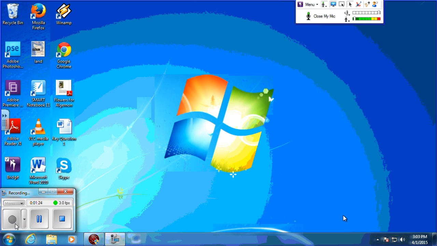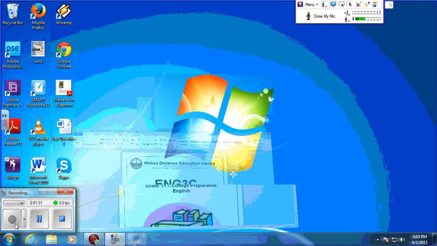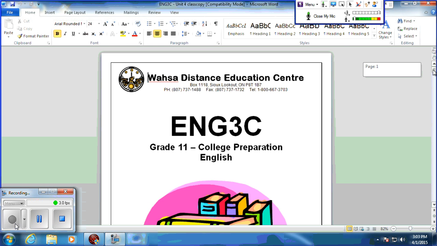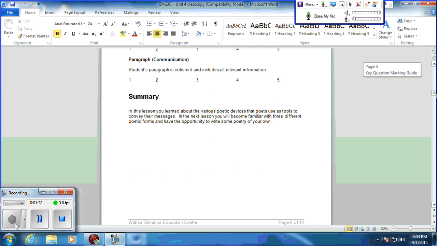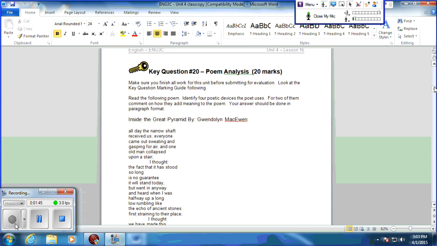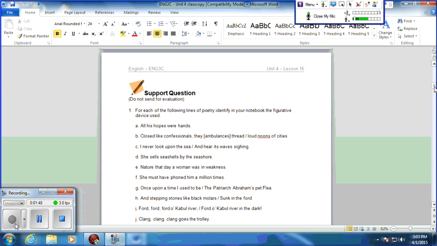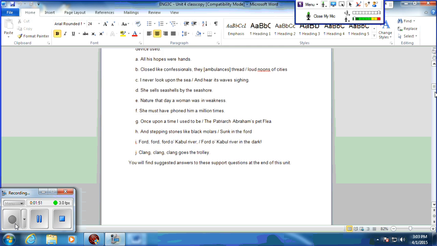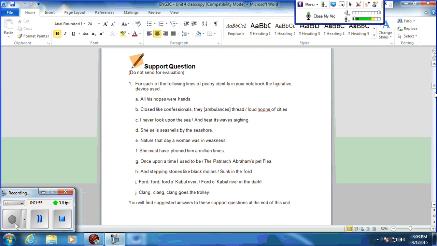So we're picking up where we left off yesterday. We started looking at Unit 4, and we started our first one, which is Lesson 16, looking at figurative devices. We worked through them and got as far as key question 20, and we read through the support question and key question 20. So we're going back. We're going to work through the support question first, and then we're going to work through the key question.